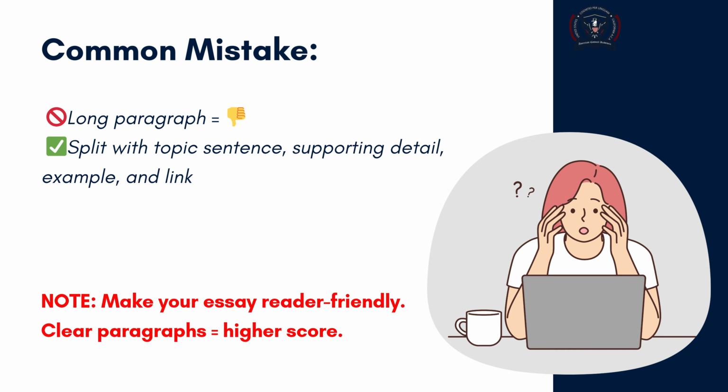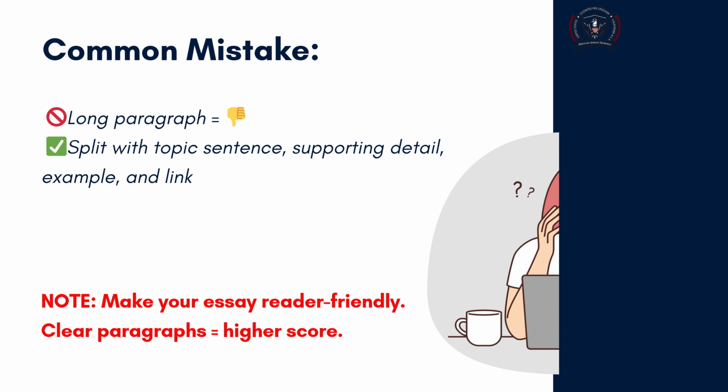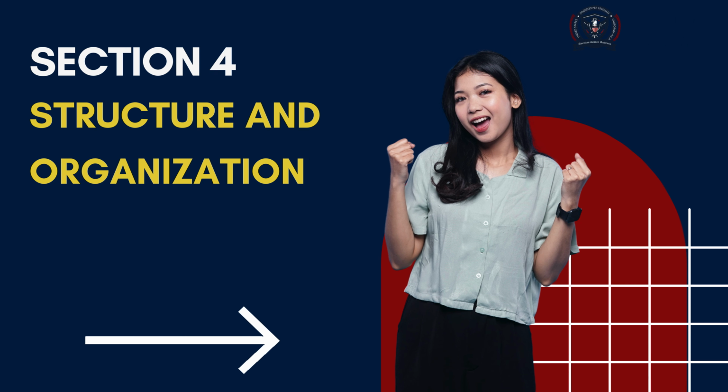Instead of long paragraphs, split with topic sentence, supporting detail, example, and link. Make your essay reader-friendly. Clear paragraphs equals higher score. Coming up next, we'll talk grammar and vocabulary, the two silent killers that sneak into your essay and drop your band score. But don't worry, we'll fix that too. Section 4, Grammar and Vocabulary.